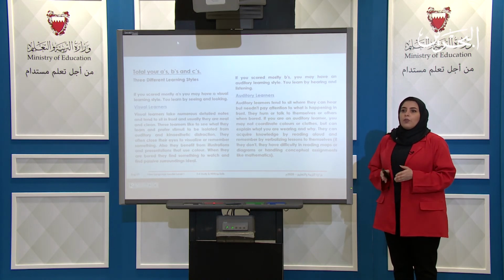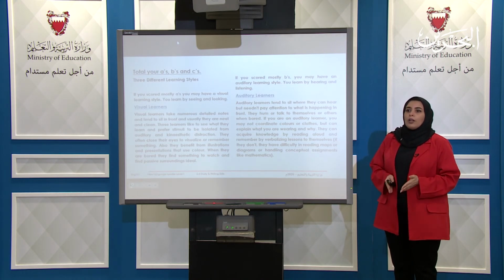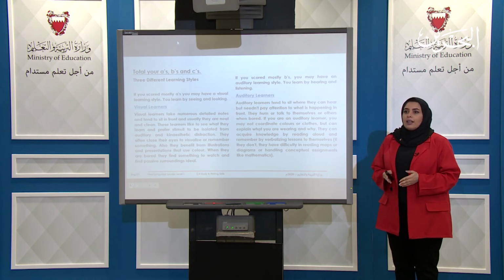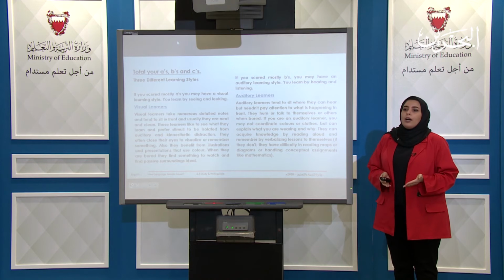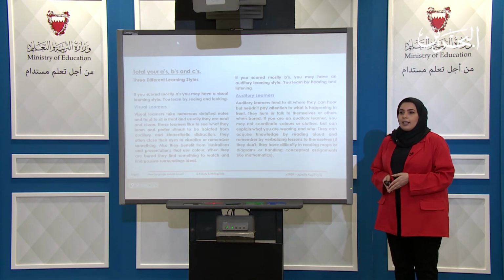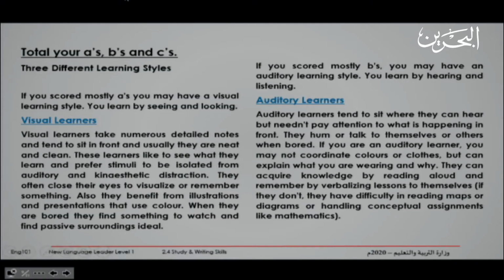Visual learners take numerous detailed notes and tend to sit in front, and usually they are neat and clean. These learners like to see what they learn and prefer stimuli to be isolated from auditory and kinesthetic distraction. They often close their eyes to visualize or remember something. Also, they benefit from illustrations and presentations that use color. When they are bored, they find something to watch and find passive surroundings ideal.